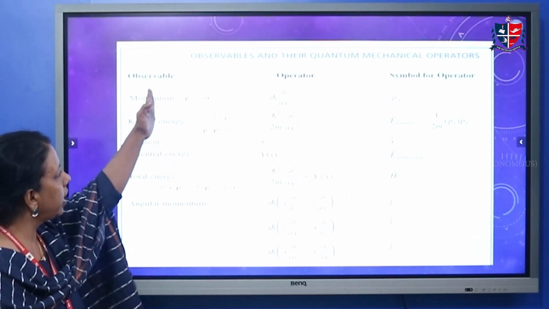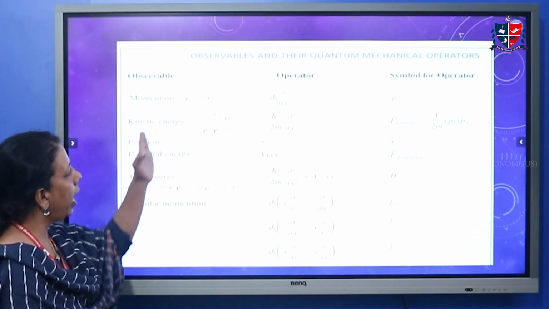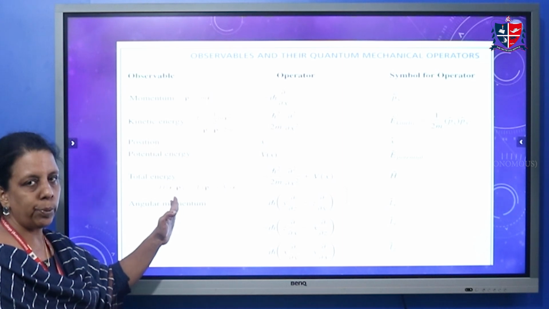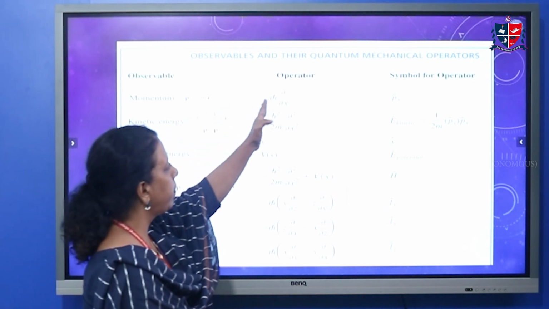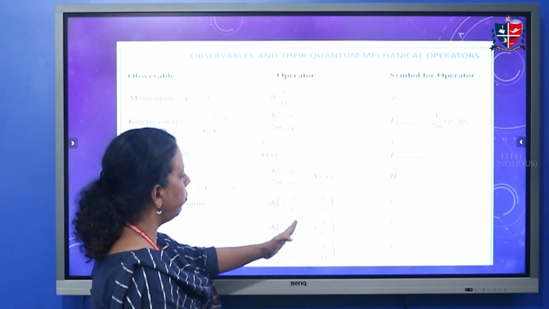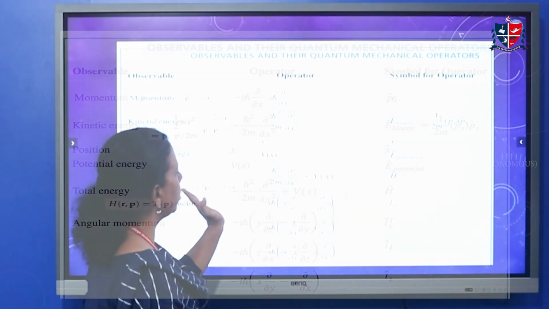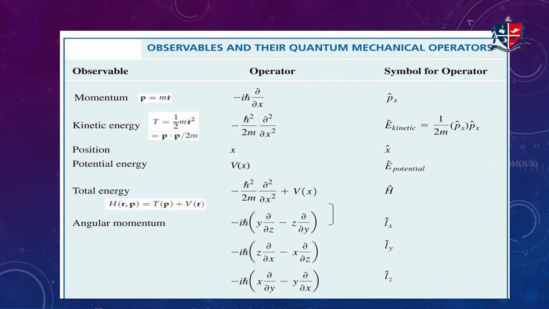These are the observable properties, and these are the expressions for observable properties in classical mechanics. Then we represent an operation on the function and the symbol for the operator. These are the operators, and each operator represents an operation that has to be carried out on that particular function.